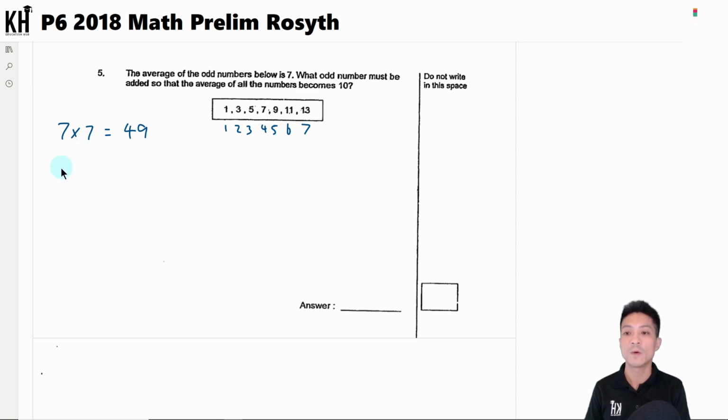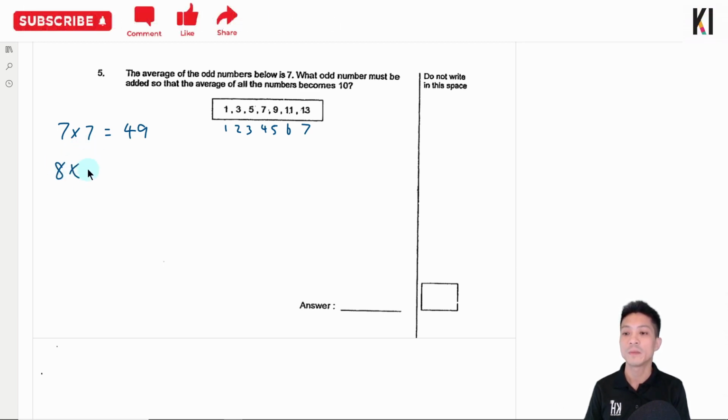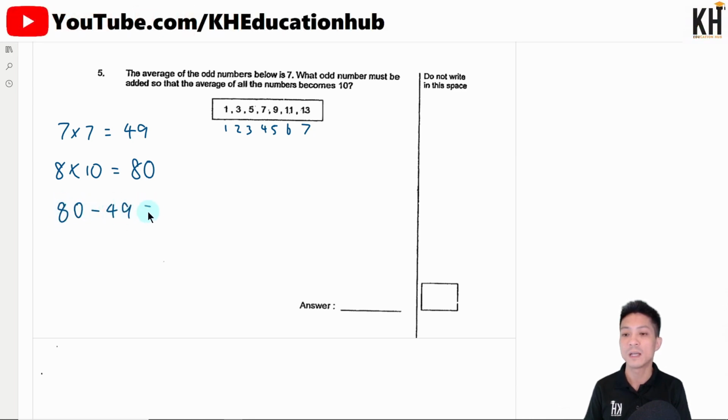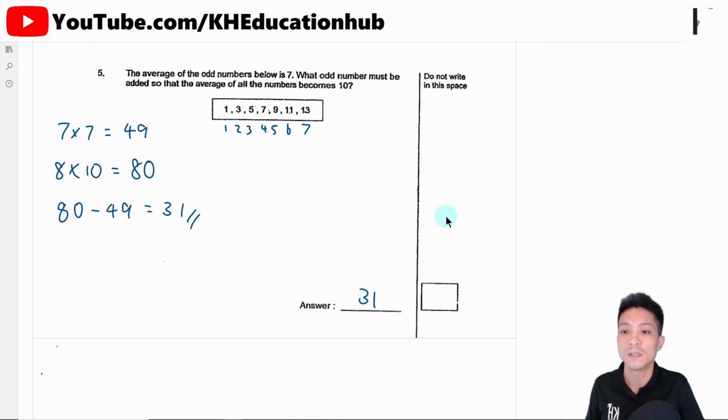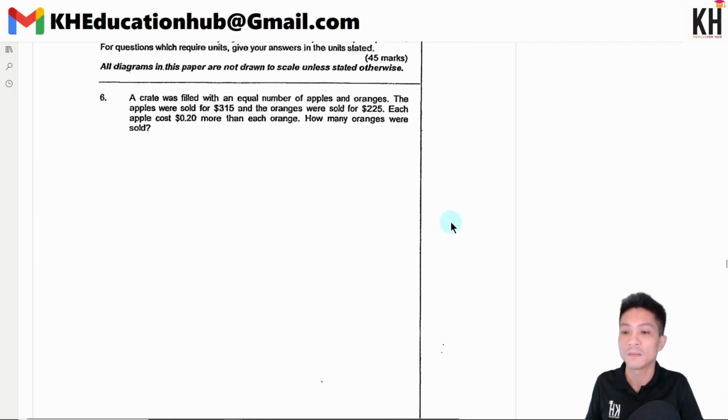So if I add one more odd number, there will be 8 of them. Multiply by the average of 10, which will become 80, right? Okay, so the number that I need to add will be 80 minus 49, which is 31. Okay, so this is the answer.